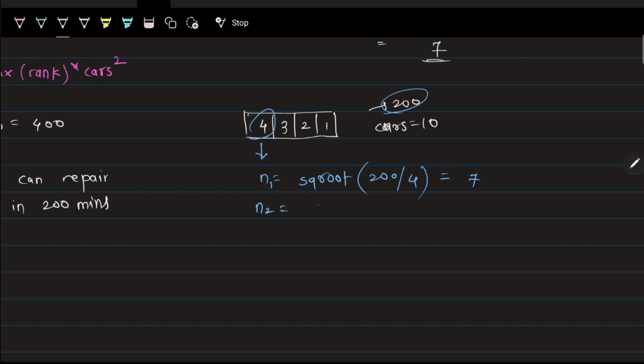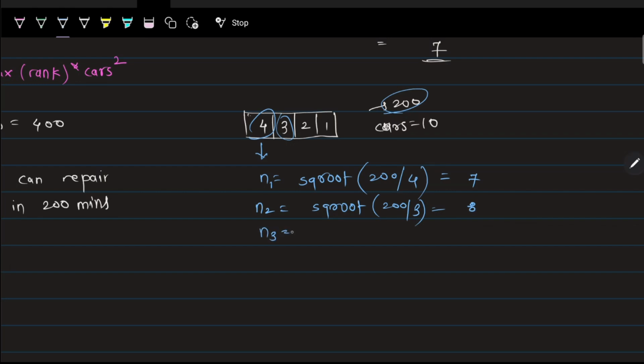Now my n2 will be again the square root of 200 divided by 3, because I don't want any worker to go beyond 200 minutes. So the square root of that, 3 divided by, that is 6, 18, and then the remaining is 2 and 6, 66. 66 is basically 8. Somewhere around 8 it is coming up.